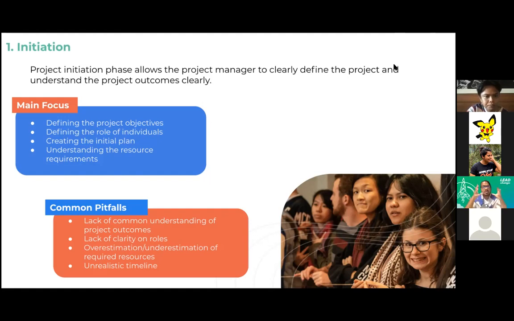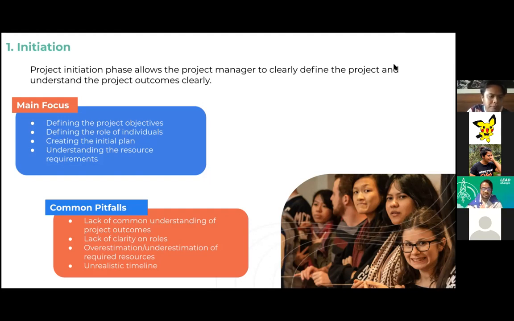I think you can use this one in your planning as well. When you go to your planning process, this is where you maybe spend some time thinking about what projects you want to run and what objectives you want to achieve. So the main things to focus on in this phase of project management are defining the project objectives, defining the roles of individuals, creating an initial plan, and understanding the resource requirements. What kind of resources do we need, as well as an initial plan in the sense of what needs to be done until project planning happens.